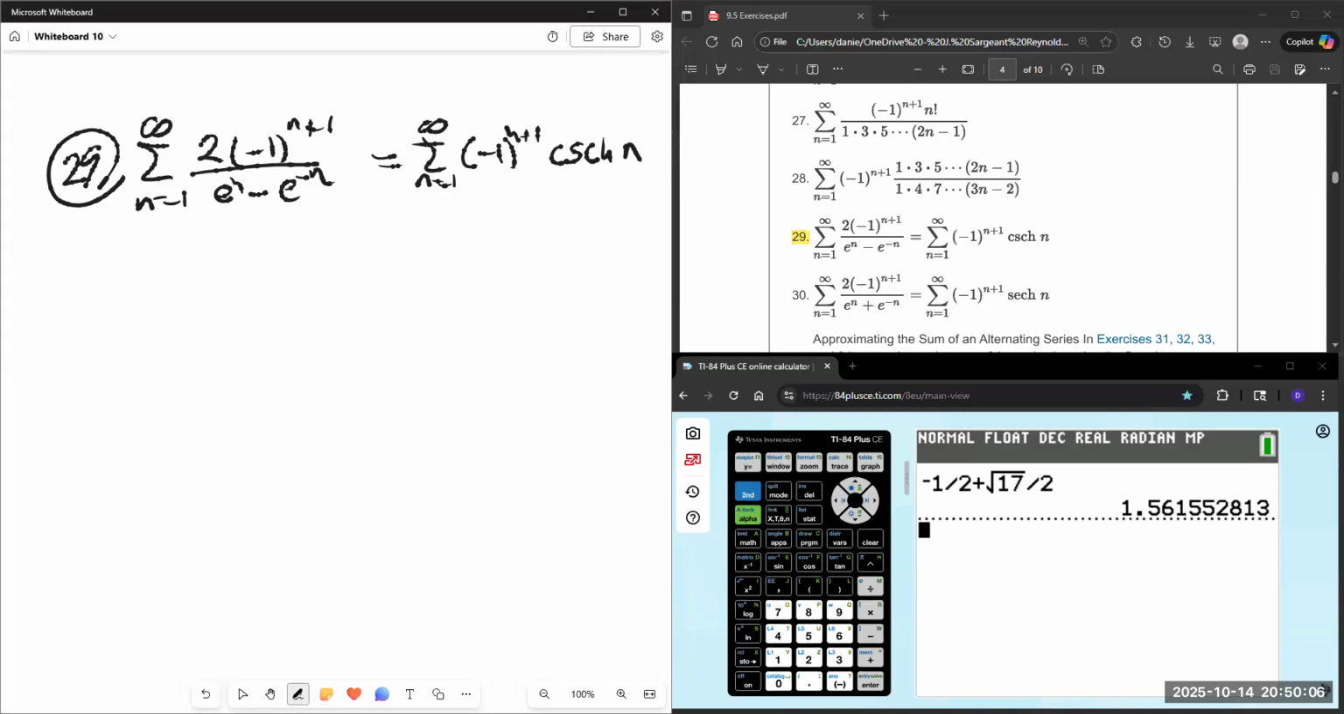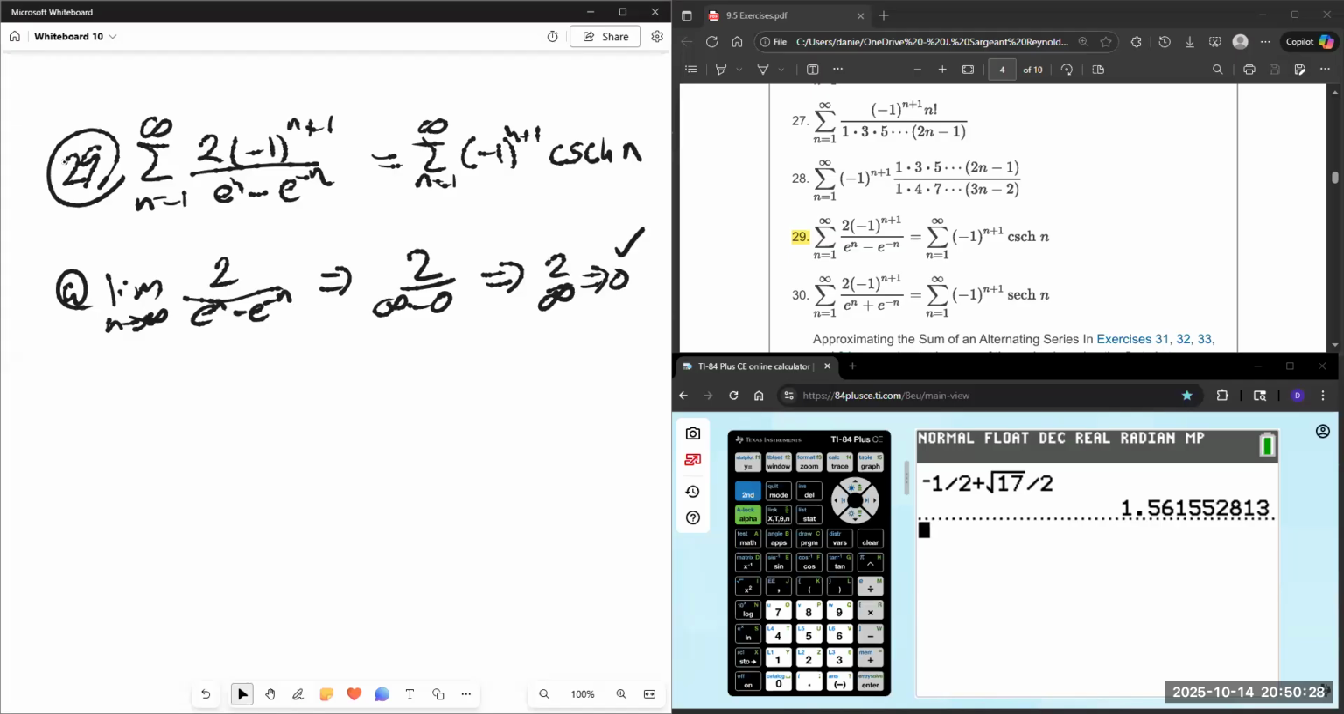So limit as n goes to infinity of 2 over e to the n minus e to the negative n. It's going to be 2 over infinity minus 0, which goes to 2 over infinity, which is 0, so check. And then b is going to be, and I'm going to use the first derivative test here like I just did a minute ago.